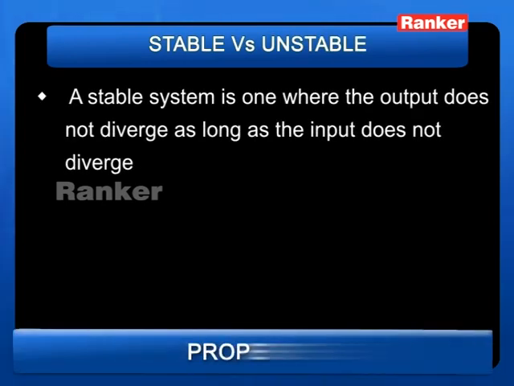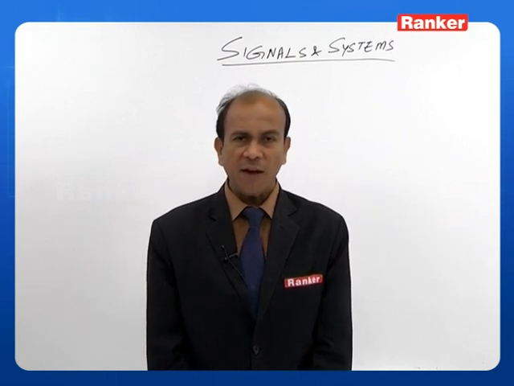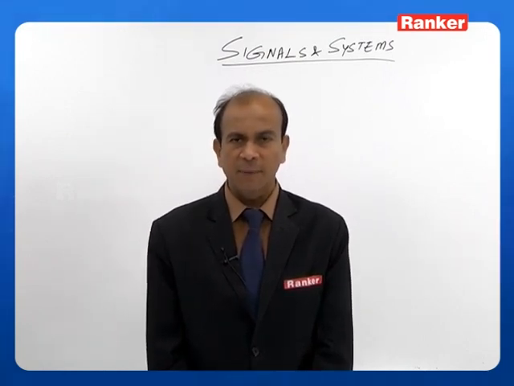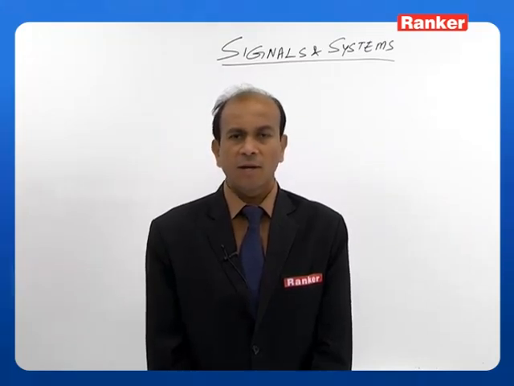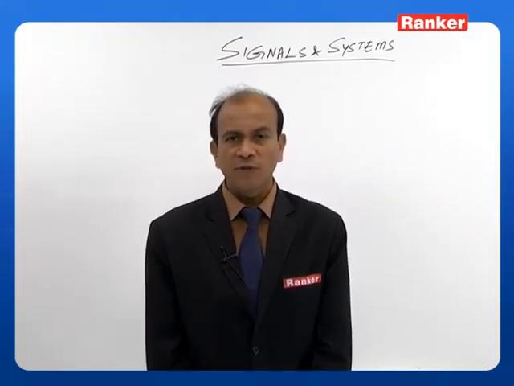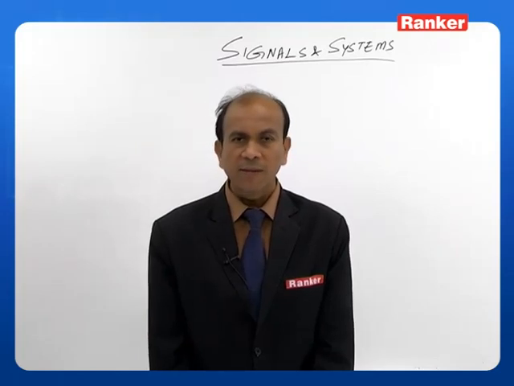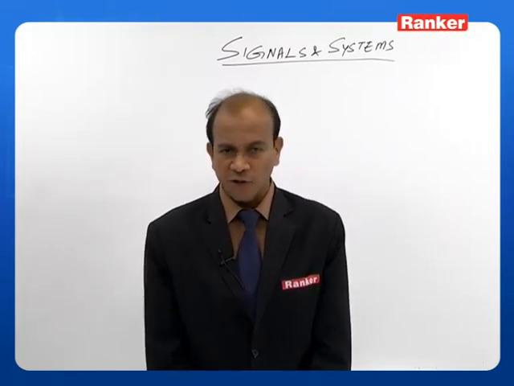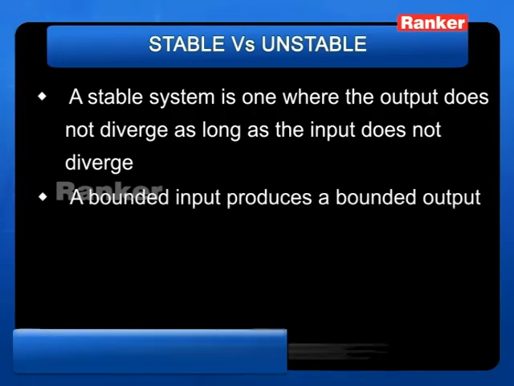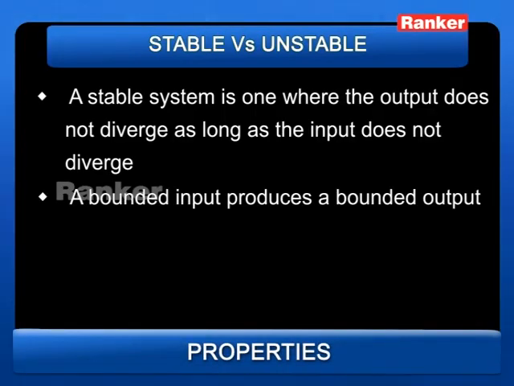A stable system is one where the output does not diverge as long as the input does not diverge. Okay. So I give an input in a certain limit of values, then the output also will not go out of these values which we have given in the input. That means if there is no divergence in the input, the output is also non-divergent. That means a bounded input produces a bounded output.